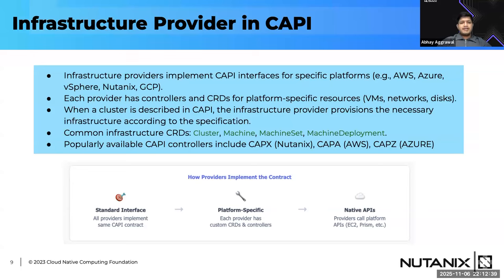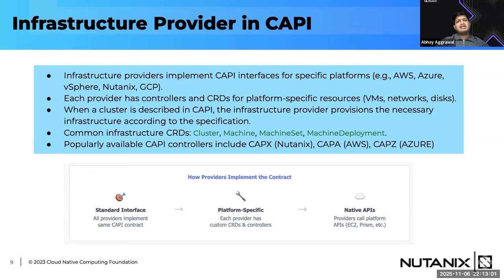We'll talk about some provider components. Each provider consists of two main components. One is the controller and the other is the CRDs. Controllers are the Kubernetes controllers that watch for CAPI resources and perform operations. CRDs are platform-specific custom resource definitions that represent your infrastructure.